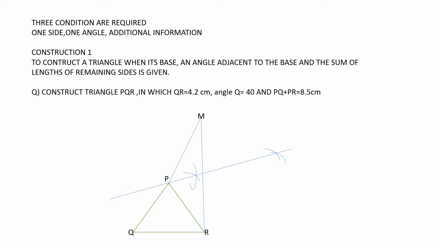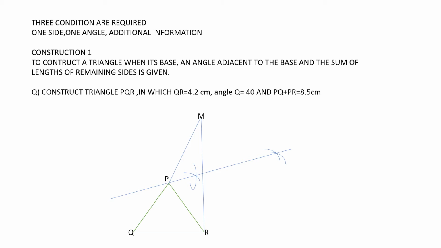But how will you draw? In a geometrical subject in mathematics, you can't assume or predict before drawing your triangle. It should be exact and perfect, and for that you need a perfect measurement. So after drawing the base QR, from Q you have to place a protractor here and make an angle.